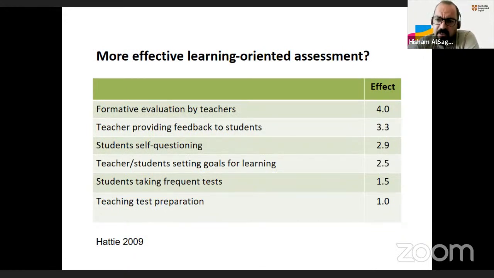A lot of teachers agree that one of the most important actions that we do in the classroom is providing formative evaluation to our students: giving them corrections and helping them correct their mistakes as they go. And then with that, of course, comes the skill of providing feedback. And then giving the students the opportunity to reflect and self-question. And then, of course, working together with the students on putting a development plan in place. And reinforcing that with frequent quizzes and tests, and preparing for these tests comes out as the least impactful.